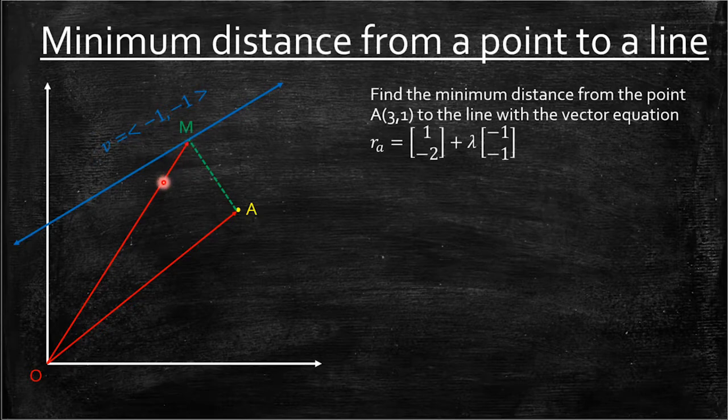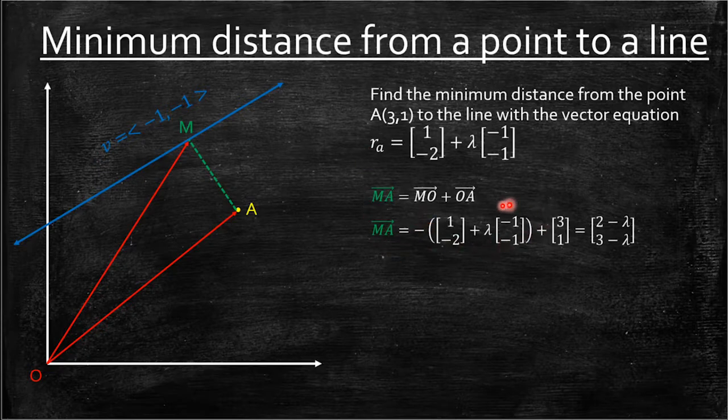So how do we get this vector MA? Well, like I said before, we're going to go from M to O, and then from O to A. And that gives us this equation over here. What does MO equal? Well, it's going to be the negative of whatever this vector is, because it's traveling in the opposite direction of that vector over there. So to go from M to O, it's going to be minus RA. And then we have to go from O to A. Now A has position vector (3, 1), so we have to add on (3, 1) there. And when you combine these two together and simplify, you'll get (2 minus lambda, 3 minus lambda). That's what vector MA represents.